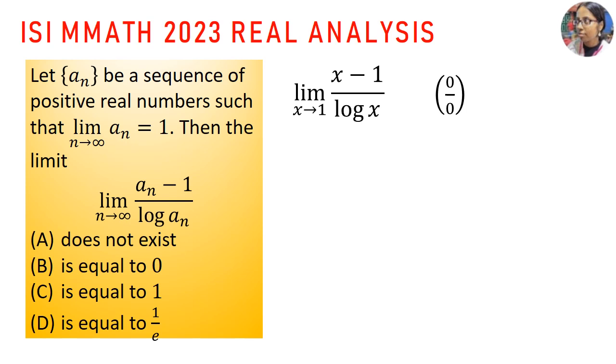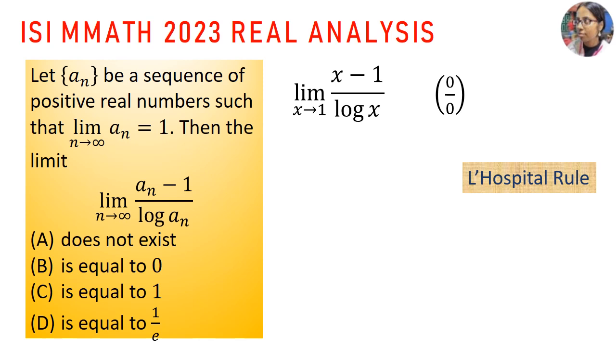So we use L'Hospital rule, which states that if f(a) equals g(a) equals 0 and the limit as x tends to a of f dash x upon g dash x exists, then the limit as x tends to a of f(x) upon g(x) also exists, and the value is equal to the limit as x tends to a of f dash x upon g dash x.